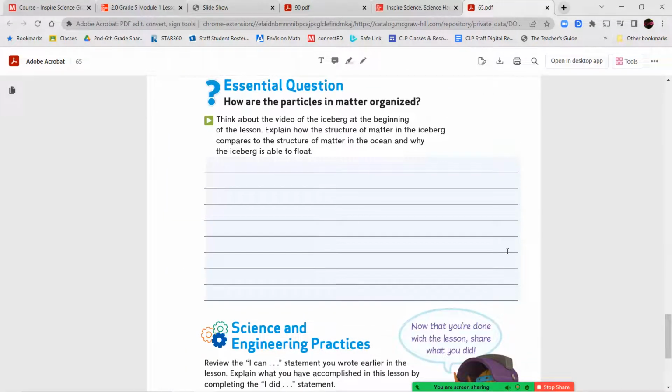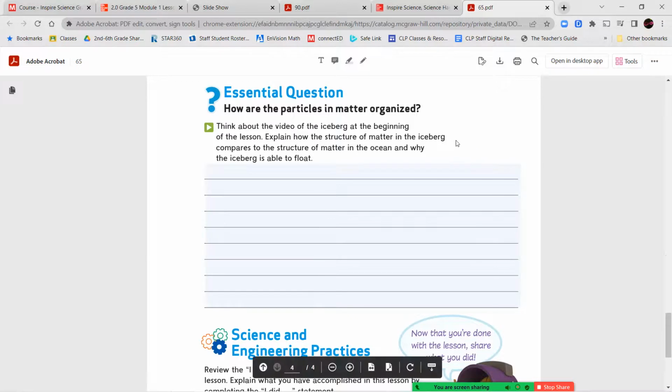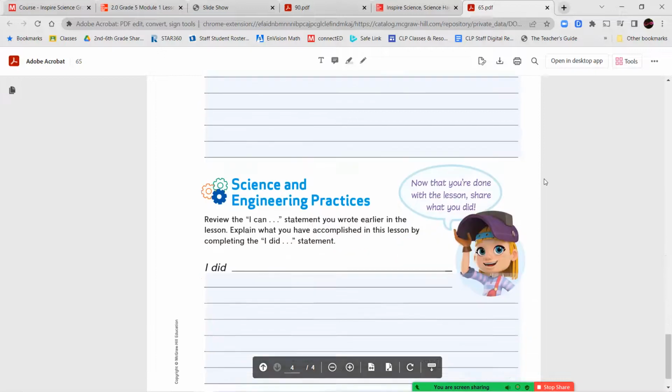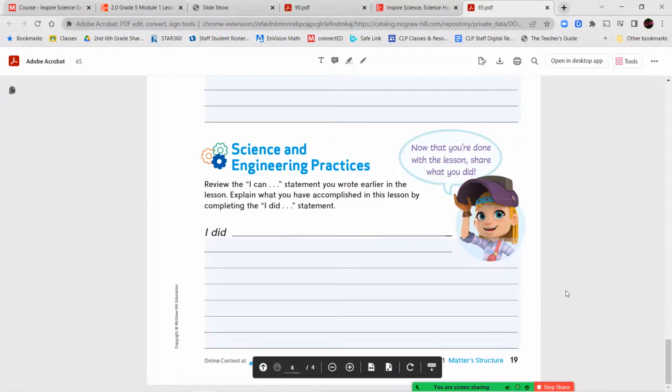And then we're going to wrap up with our essential question. Think about the video of the iceberg at the beginning of the lesson. Explain how the structure of matter in the iceberg compares to the structure of matter in the ocean and why the iceberg is able to float. So give it your best answer. Please provide lots of details now that we've gone through everything in our lesson. You don't need to do the I did statement.